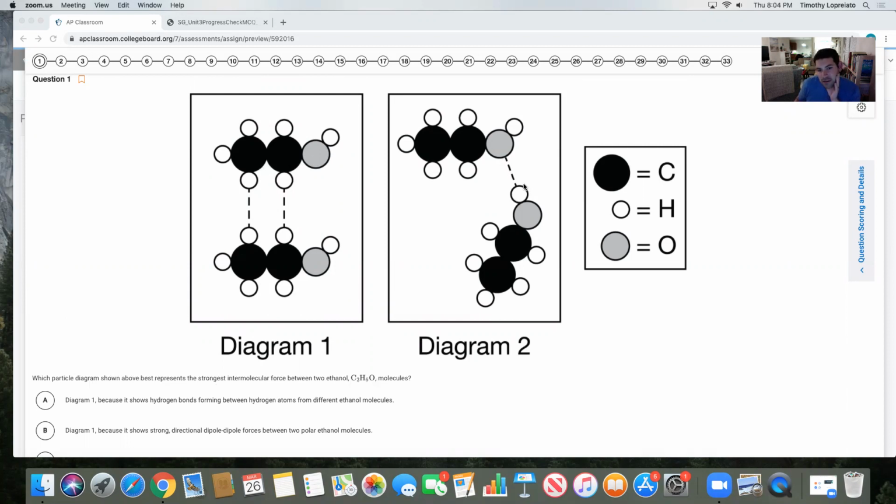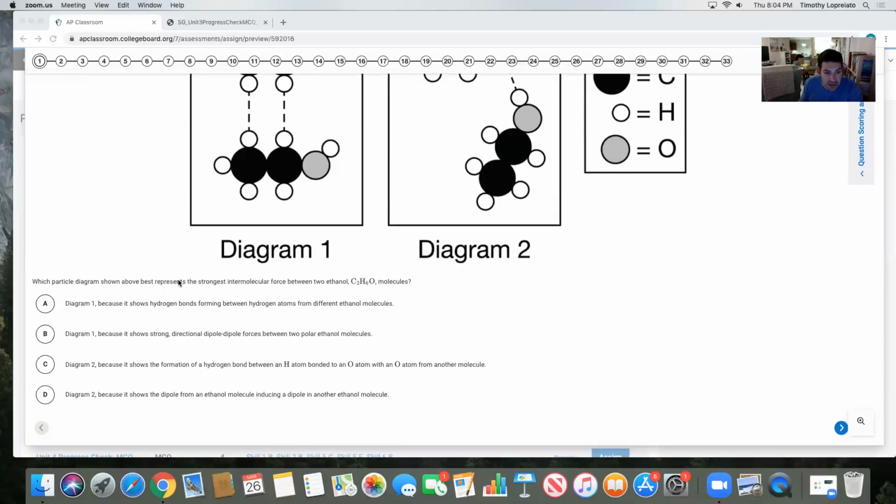All right, it's gonna be between the OHs, right? The carbon-hydrogen bonds, those are weak nonpolar covalent bonds. They're going to have LDF as their strongest intermolecular force. This is a relatively small molecule. It doesn't have that many electrons, so not very polarizable. So we're going to get the hydrogen bonding here between the hydrogen and the oxygen. All right, partially positive, partially negative. The hydrogen will be attracted to the oxygen of the other one. So the answer is going to be diagram 2.